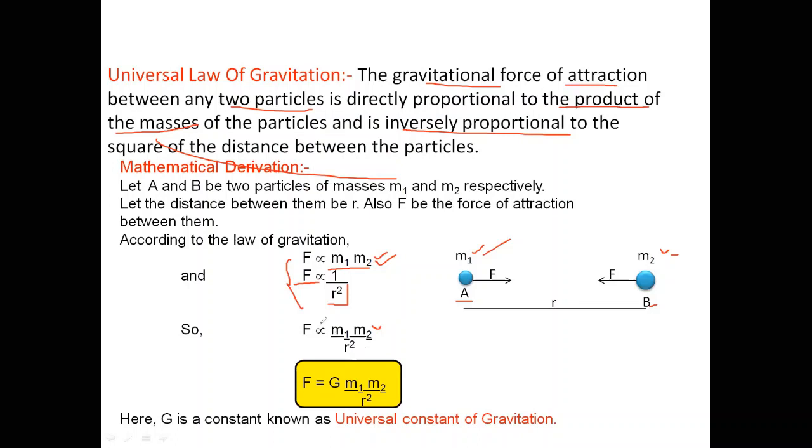To remove this sign of proportionality, we add one constant here, and this constant is known as the universal constant of gravitation. It is also known as the gravitational constant. So F is equal to G m1 into m2 divided by r square. This is the equation of the universal law of gravitation. Later we will discuss the value of the universal constant of gravitation.